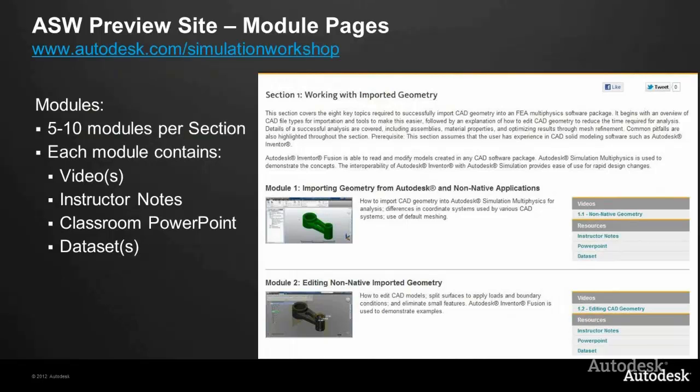Within each module, there are videos, instructor notes, the classroom PowerPoints, and the data sets. Those are all of the elements that I went over in previous slides, and they are in each module page. So this is not per section, this is per module. All of this is involved, okay? Within each of the 6 sections, you have 5 to 10 modules, and then you drill down to the videos.